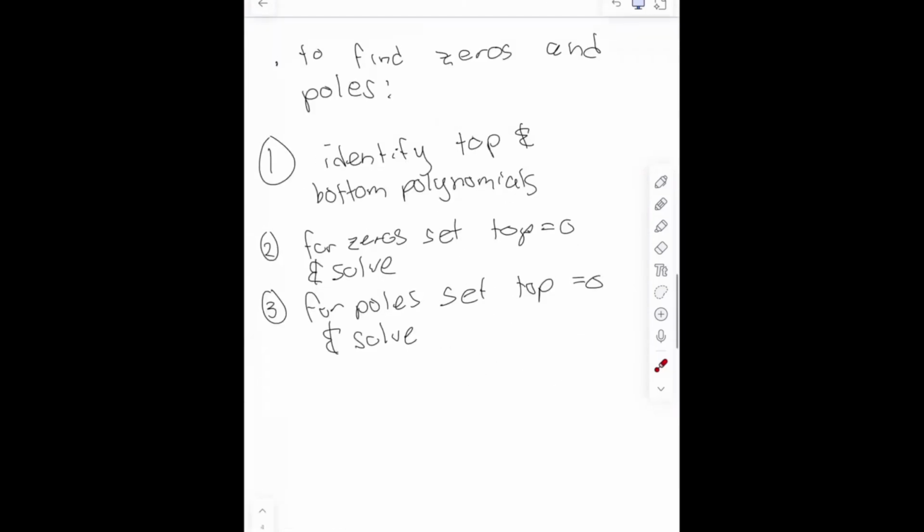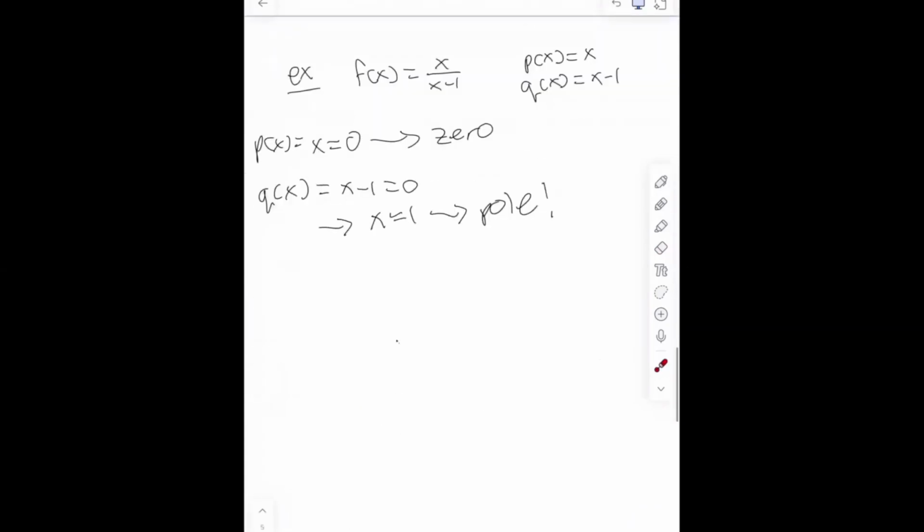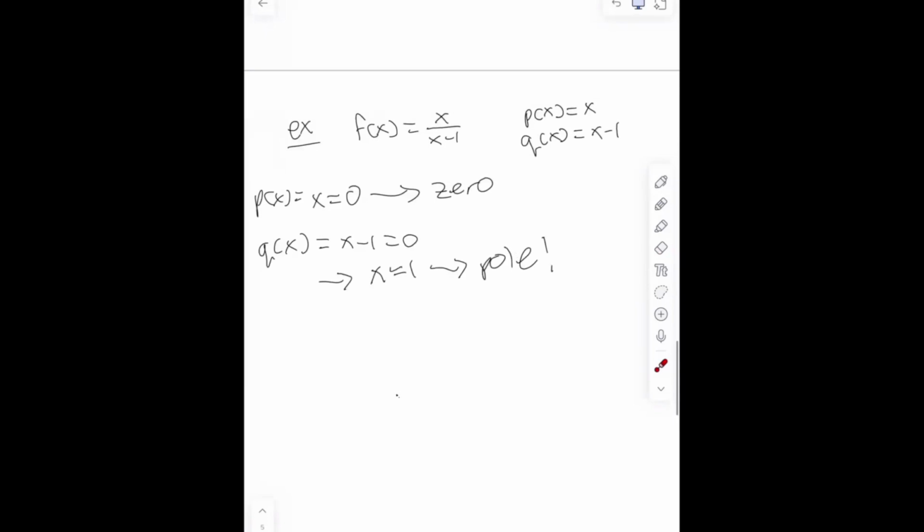Okay, and here's just a little schema for you to find zeros and poles. First thing, when you encounter a rational function and you're asked for the zeros and poles, you identify the top and bottom polynomials. Then to find zeros, you set the top equal to 0 and solve. And to find poles, well, I made a mistake there. You set the bottom equal to 0, and then you solve. Here's an example of that.